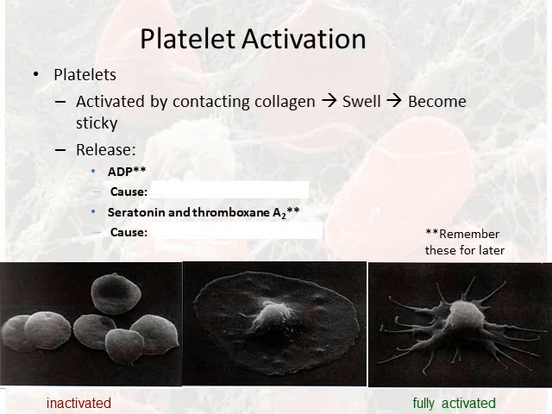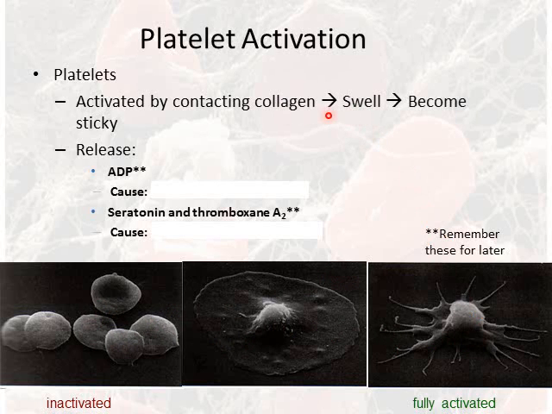Okay, so the first thing that happens after vascular spasm is platelet activation. So remember, you have platelets all over your body, all through your blood, and what happens is as soon as these contact collagen, they're not supposed to be contacting collagen, they're supposed to be just in the vascular system, but if the vascular system breaks and there's collagen fibers sticking out all over the place, as soon as these touch collagen, they become activated. So this is inactivated platelets becoming activated and fully activated platelets.